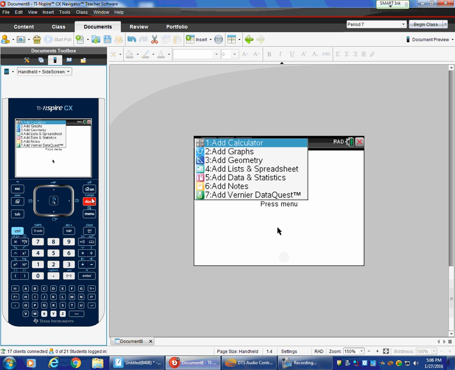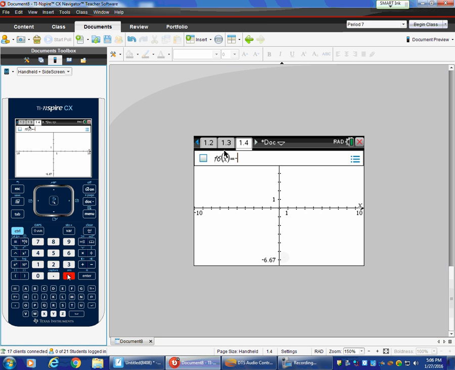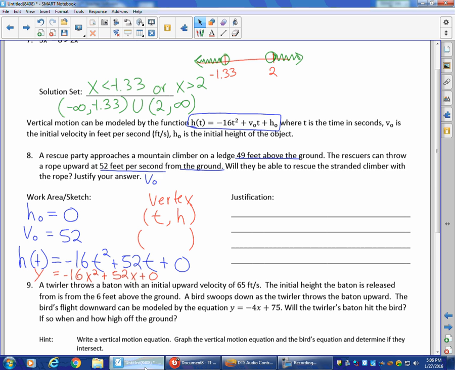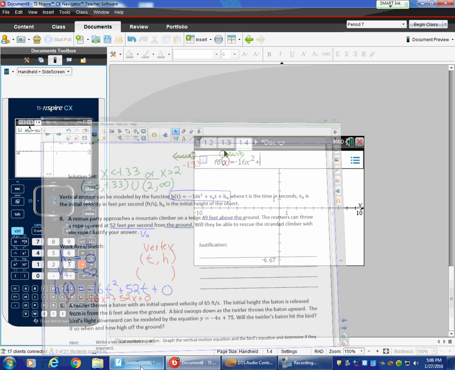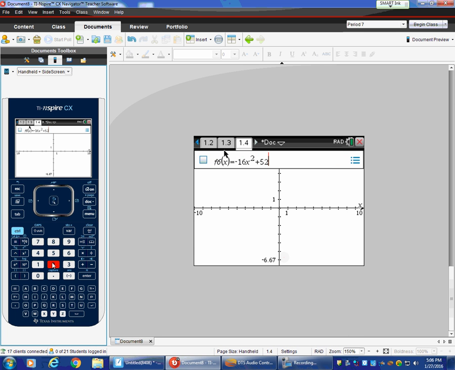I'm just going to make it a new graph page. So we have negative 16x squared plus 52x plus 0. And yes, you're right that if I don't want to put the plus 0, I don't have to. Adding 0 to something doesn't change it. I will just for the sake of the substitution aspect.